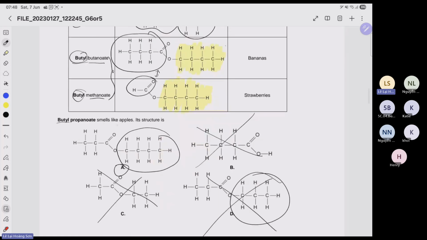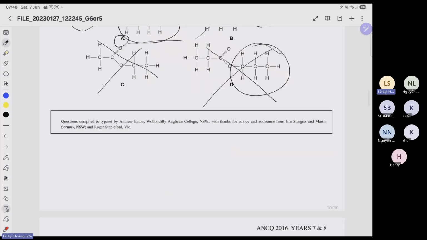And you keep that region for the first half of the molecule. So propanoate, this part, butyl, that part. So that's how you take a look at the last one. Okay. So we have finished the first file.